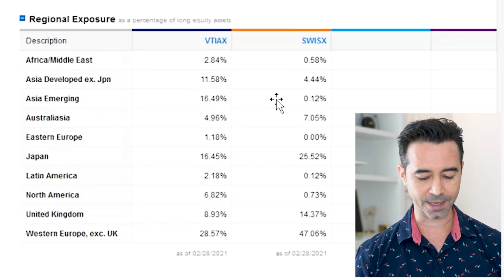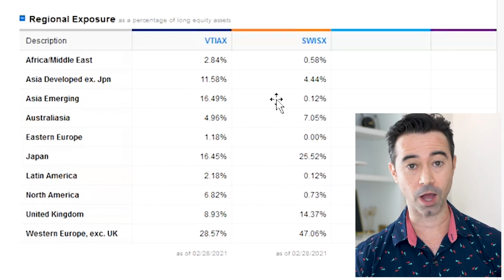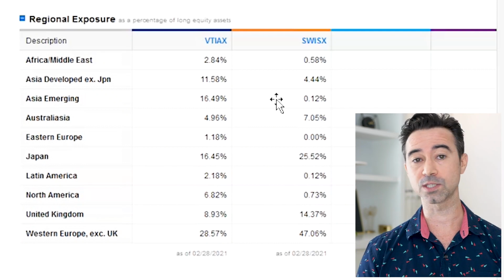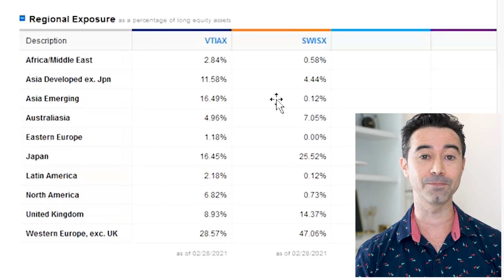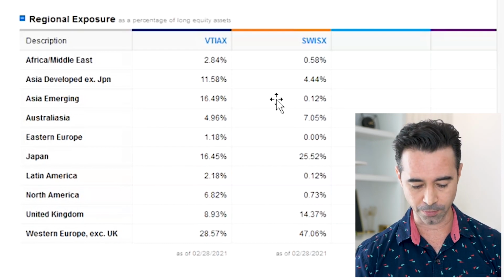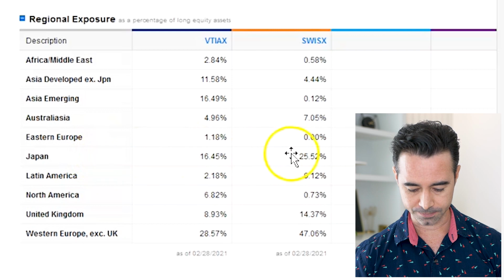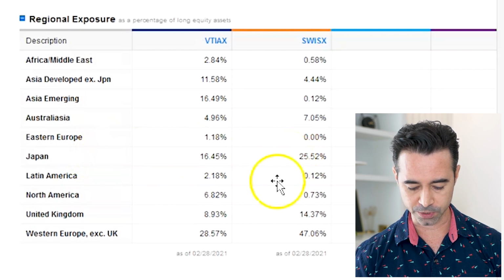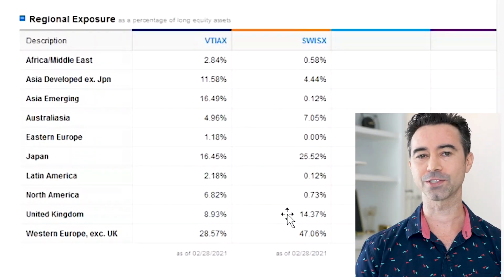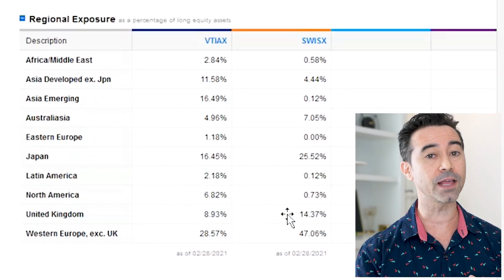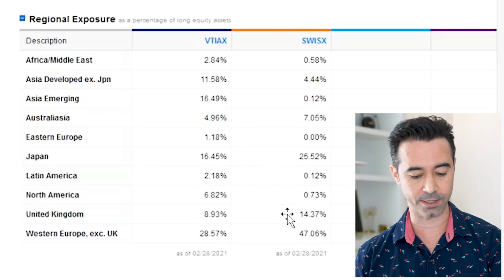And you'll see if you look at SWISX, the Charles Schwab Index Fund, it has almost no exposure to developing markets. It's mostly international stocks that are in developed markets. So developed markets, meaning Japan at 25.52%, Western Europe, and the United Kingdom. So the majority of the stocks in this fund are going to be in developed markets, and there's not going to be much emerging market exposure. So hopefully you understand that. For me, I'm okay with it. If you're not okay with it, you may want to add some emerging market exposure.